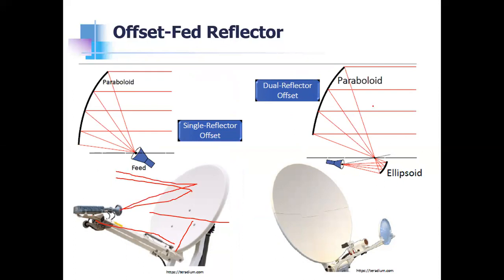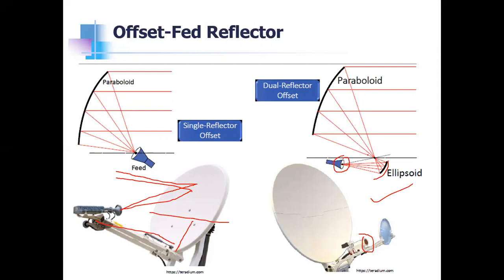Understood? Now this is a dual reflector offset. You have the feed which is placed here. You can see this is the feed, and then you have another reflector, an ellipsoid, which is placed here, and then you have a reflection. So this is a dual reflector offset. This figure is not in your textbook; I have put it here for your knowledge. This dual reflector offset reduces the cross polarization effects.